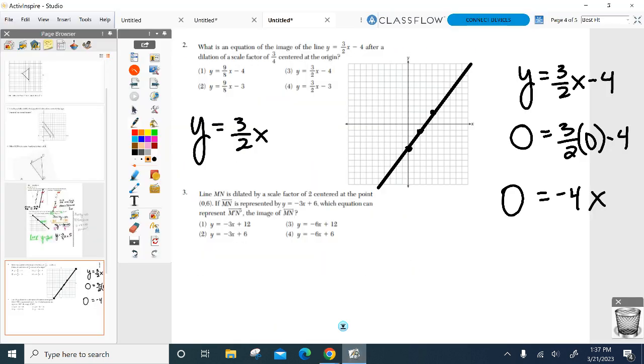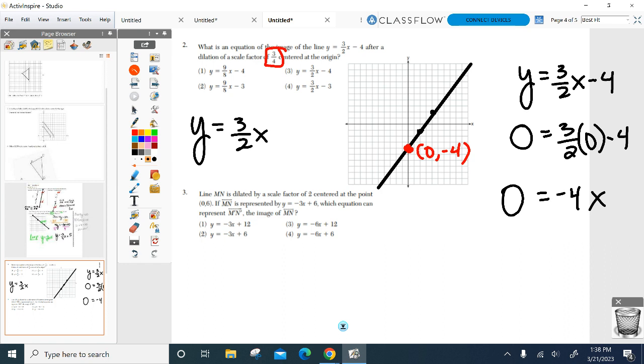Multiply? Divide? Here you go. I should have gave you a little something else to work with there, Tyler. My fault. Here's your y-intercept right here, Tyler. Right? That point is (0, -4). And I want to dilate that point by 3/4 around the origin. Because it's around the origin, what can I do with my 3/4 in these points? What was our shortcut to get to the new point?